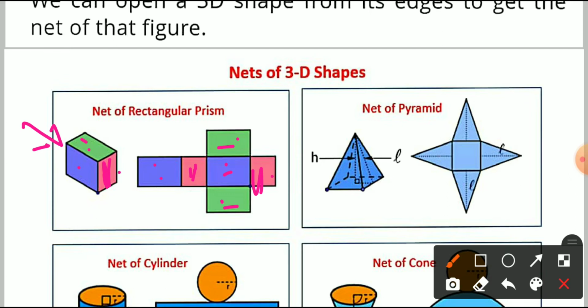So now in the next case you will see the net of pyramid. If you open a pyramid, this is a square based pyramid. What is it? Square based pyramid. You will see this is the base of the pyramid, a square, and the remaining parts are triangles. And how many triangles do we have? 1, 2, 3, 4.